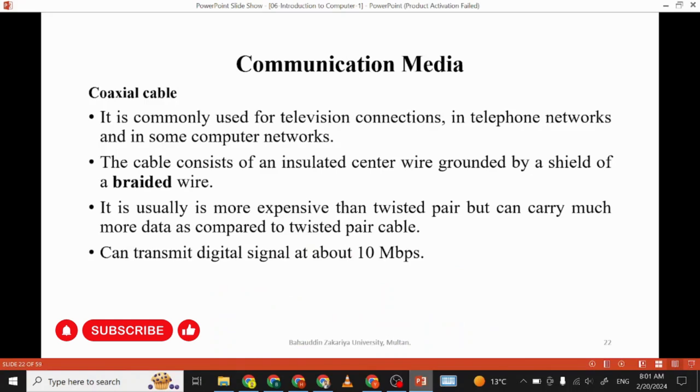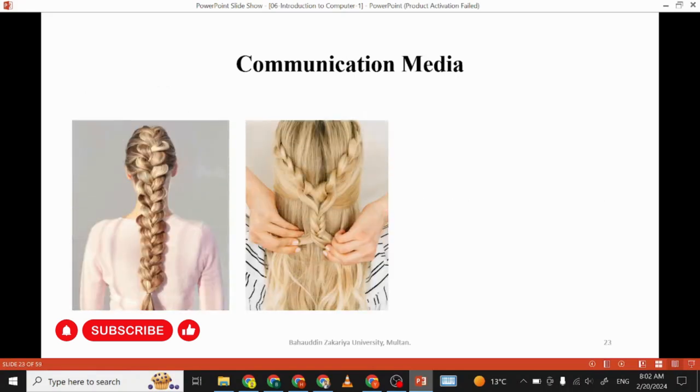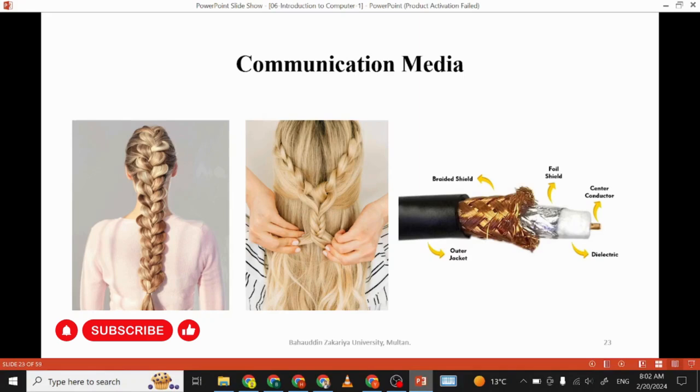Coaxial cable. It is commonly used for television connections, in telephone networks, and in some computer networks. The cable consists of an insulated center wire surrounded by a shield of braided wire. It is usually more expensive than twisted pair but can carry much more data as compared to twisted pair cable. It can transmit digital signals at about 10 Mbps.